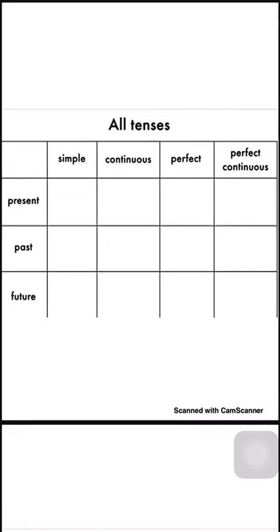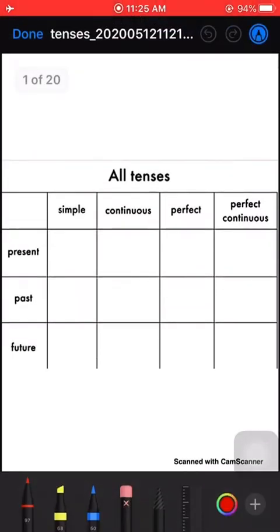Well, before we get into the lesson, here's a chart showing you all the tenses. There are three times: present, past, and future. You can see them on the table. And we have four aspects, that is simple, continuous, perfect, and perfect continuous. These are the three times: present, past, future, and these are the four aspects: simple, continuous, perfect, perfect continuous.